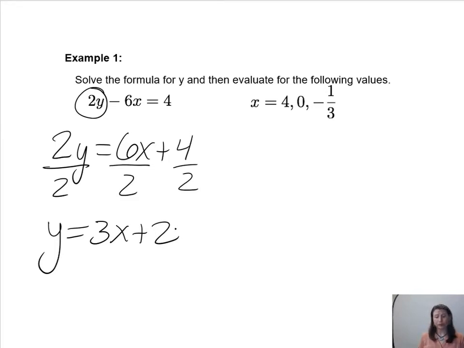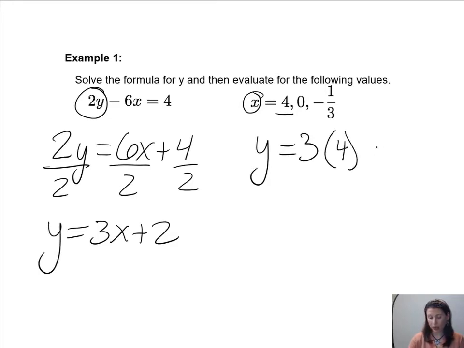Now, after solving the formula for y, they want us to evaluate, basically find the y that goes with these x's, right? So that means y equals 3 times the first one, 4, plus 2. Okay, so simplify. 3 times 4 is 12, plus 2 is 14.